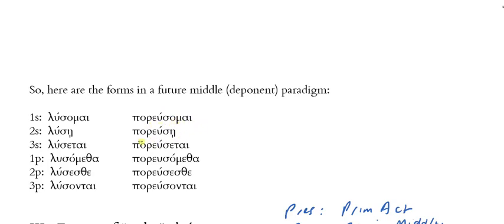Poreusomai, poreuse, poreusetai, poreusometha, poreusesthe, and poreusontai. All right. So you translate that as I will go or proceed. You will go. He, she, it will go. I will go. So that I will go myself? No. So this is a situation where the middle form is going to be translated with a kind of active meaning, right? This is a middle only form. Okay. Yep. So just I will go.